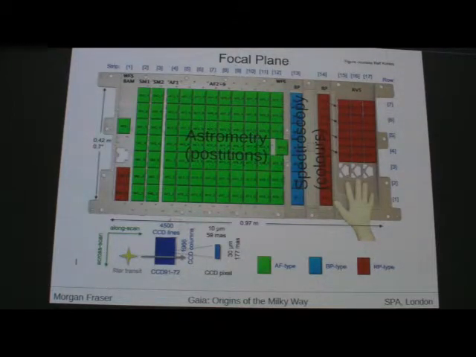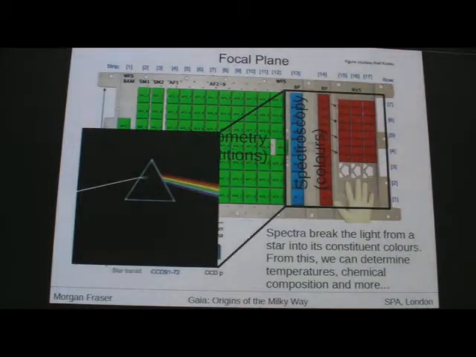And then finally, we have a bunch of CCDs over here that do something a little bit different. These CCDs are associated with a spectrograph. A spectrum is what you get when you pass light through a prism, or when you reflect light off a diffraction grating. All you're doing is splitting light into its constituent colours.